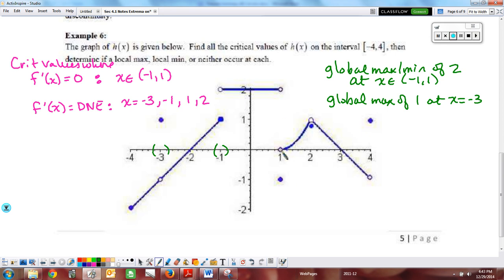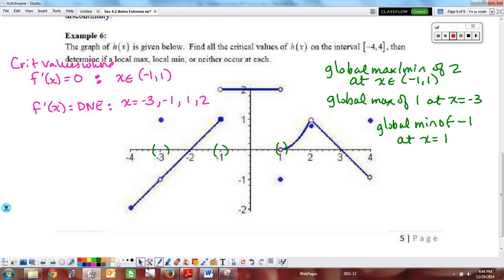Okay, over here at 1, another critical value, what's happening here at 1, the y value for 1, if I pick an open interval around 1 and look at the y values, compare them to the y values of 1, the y values over here on the right-hand side are higher. The y values over here on the left-hand side are higher, so therefore there are none lower than the y value here at 1. So there is a global min of -1 that occurs at x equal to 1.